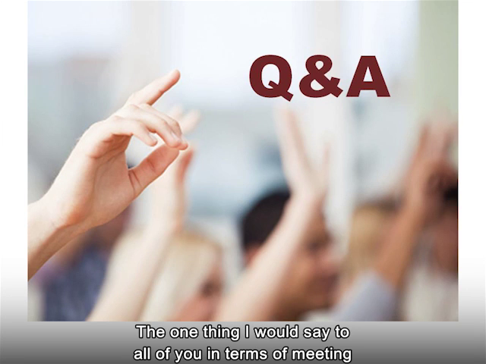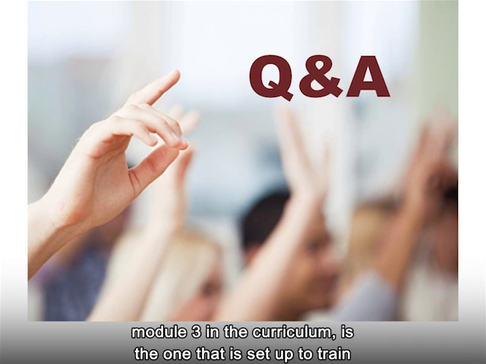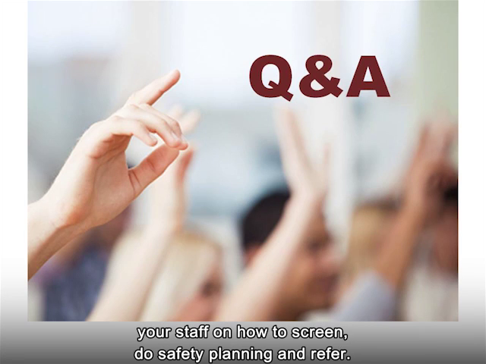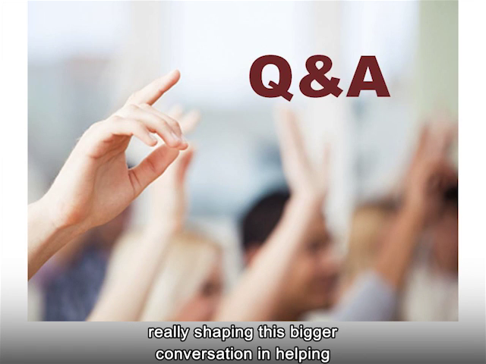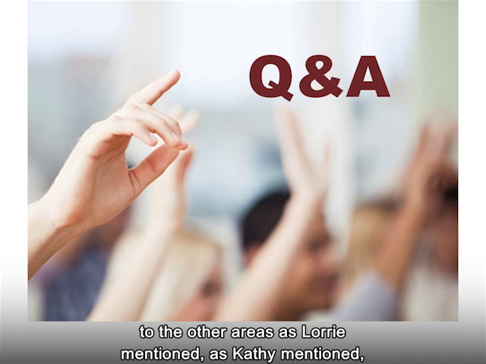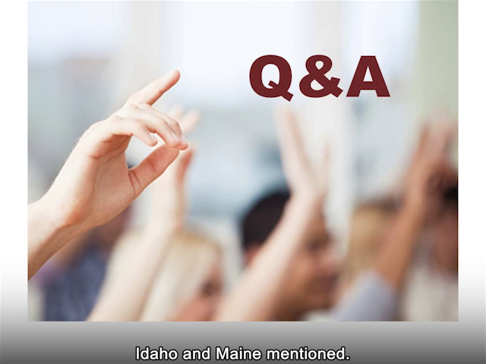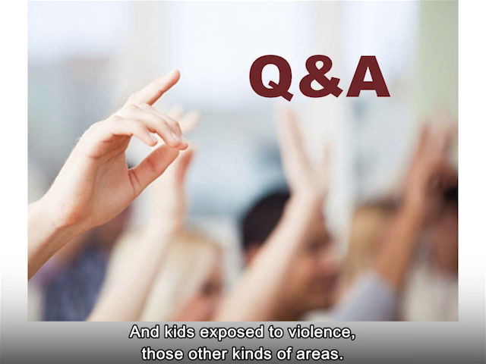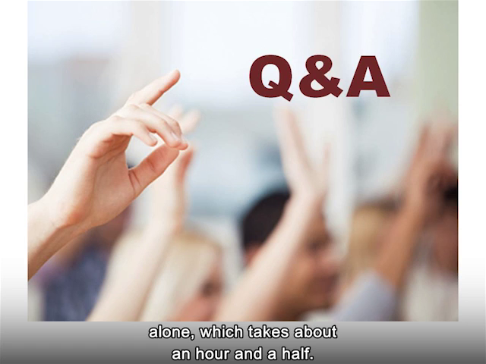The one thing I would say to all of you in terms of meeting the benchmark, and I'll be very transparent about this, Module 3 in the curriculum is the one that is set up to train your staff on how to screen, do safety planning, and refer. And the other modules are companion modules, and they're really shaping this bigger conversation and helping your staff understand how violence is connected to the other areas, as Lori mentioned, as Kathy mentioned, as our other partners from Alaska, Idaho, and Maine mentioned, and kids exposed to violence, those other kinds of areas. And so some states have done just that one module alone, which takes about an hour and a half. Other states have done a full day training.